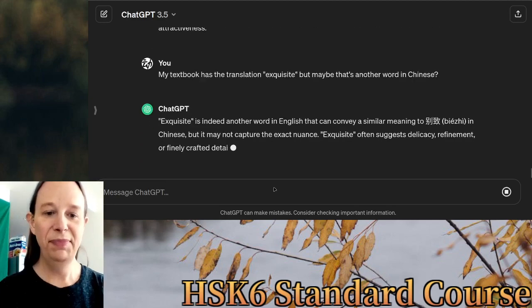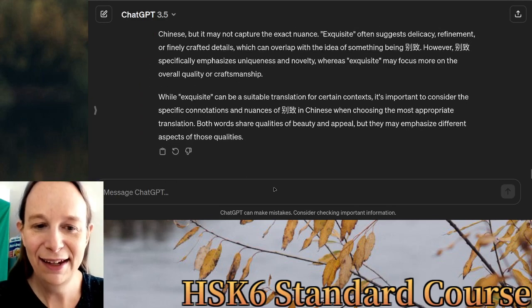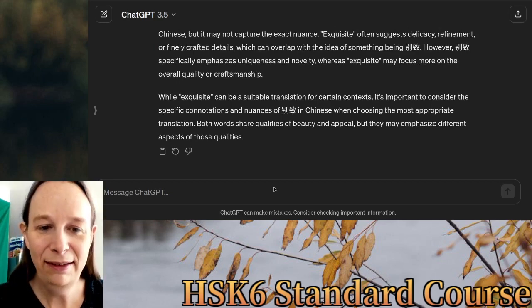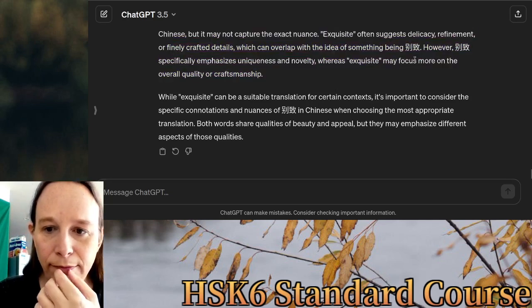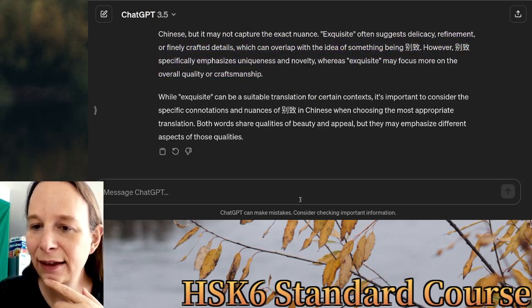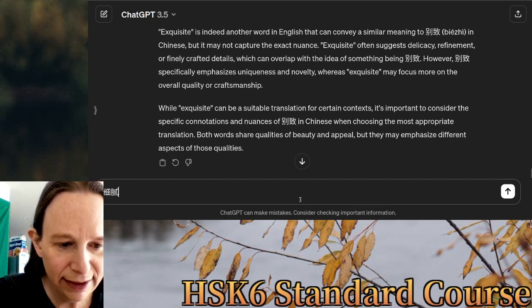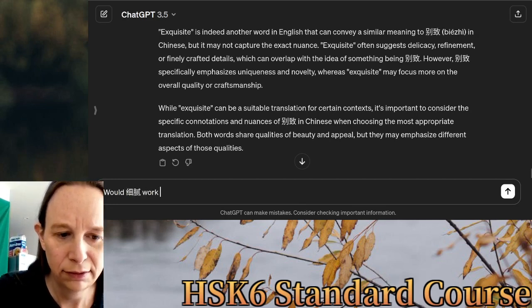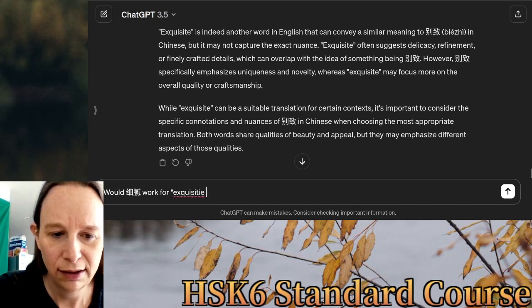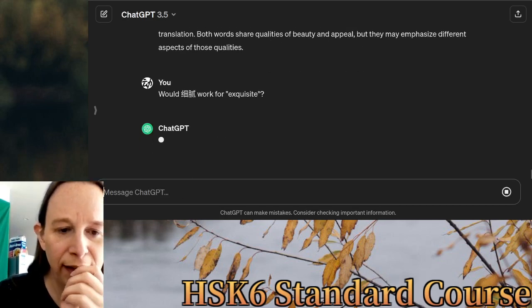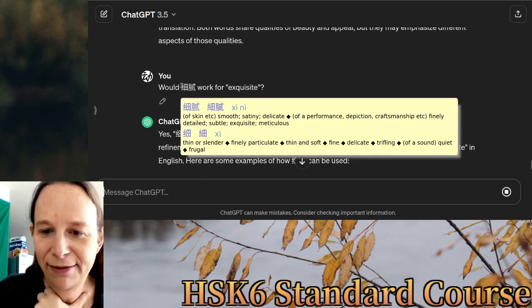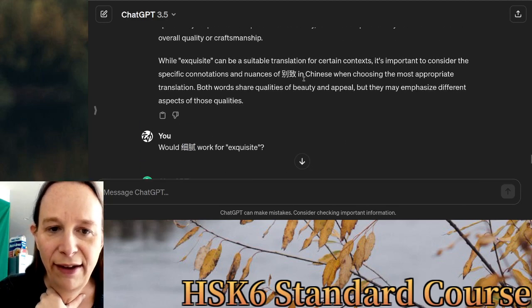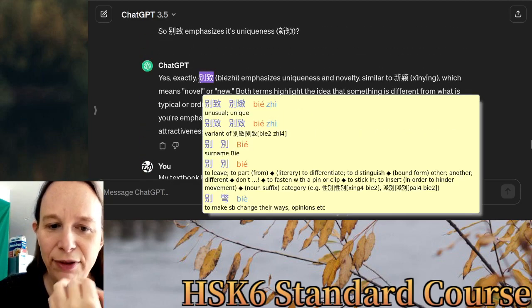So 别 often means other, right? 别的 or 告别. 告别 is different. 别, 区别, this is. 别具. I remember a word with xin. 新意, 新意. Is it? Exquisite. 新意. 新意 is better for exquisite. Yeah. Okay. And 别具 emphasizes its uniqueness.